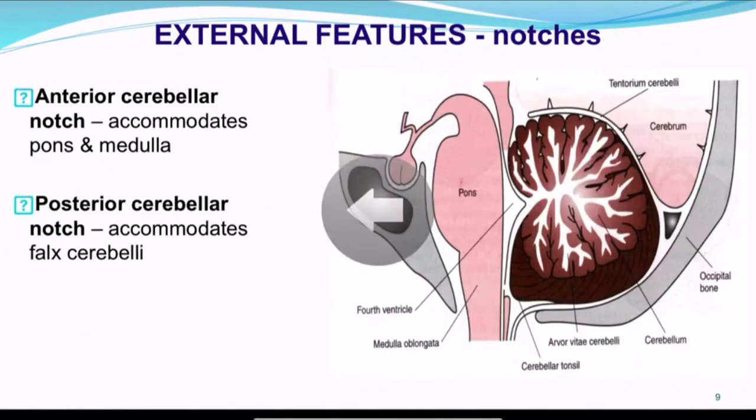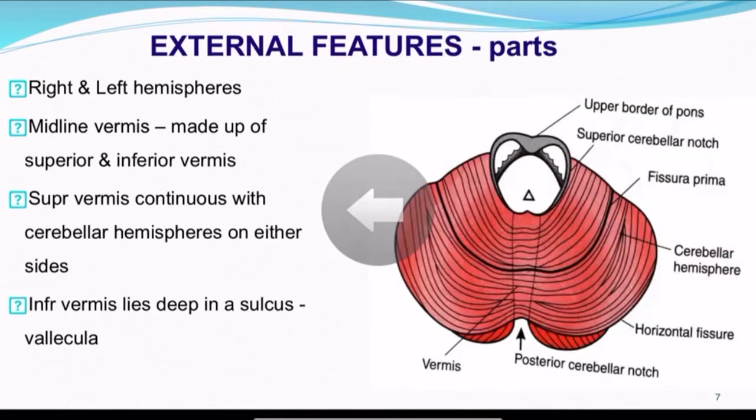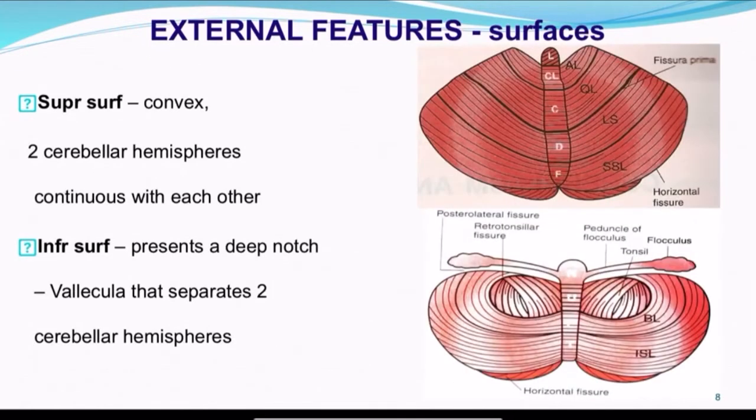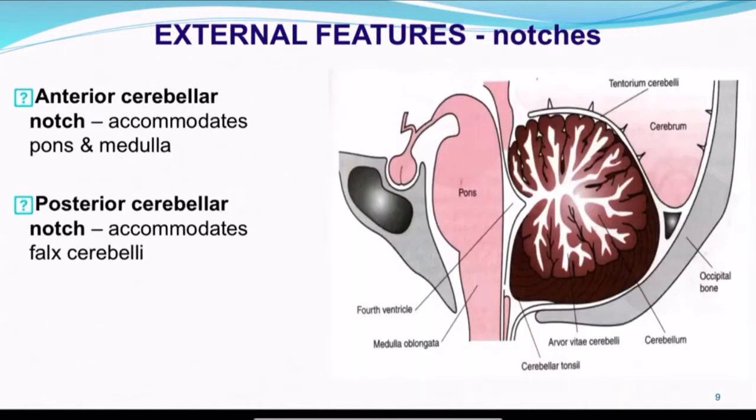Having gone through so many slides for the external features, let's do a quick recap of the external features once again. It's made up of three parts, right and left hemispheres, midline vermis, superior vermis and inferior vermis are the subdivisions of the midline vermis. Superior vermis can be seen from the superior view and inferior vermis lies deep in a sulcus, vallicula. Two surfaces, superior surface, along which the two cerebellar hemispheres are continuous with each other. Inferior surface presents a deep notch where there is a vallicula that separates the two cerebellar hemispheres.